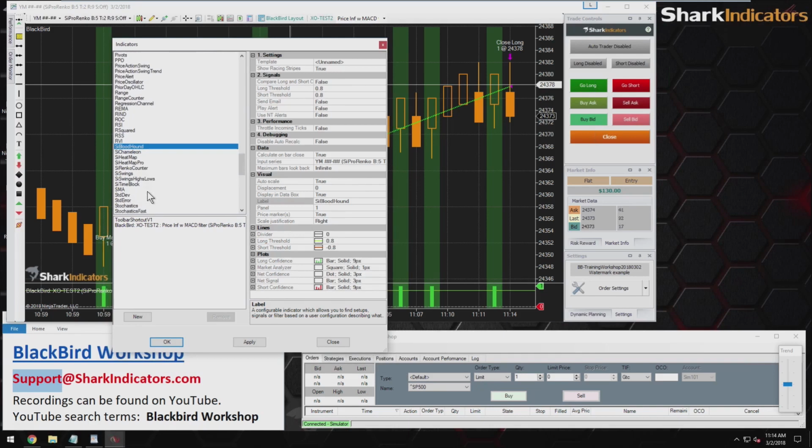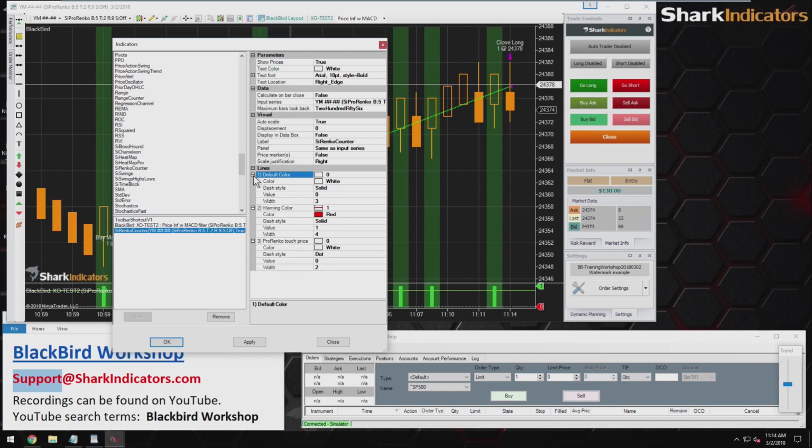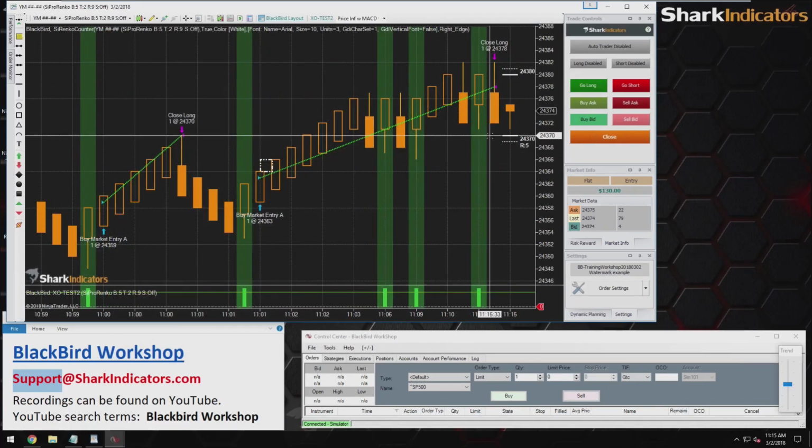So if we scroll down to the SIs, here we go, renko counter. It's been a while since this indicator has come up. Let's see, show prices is on. All right, I guess I'll just put that on the chart. So we have this indicator here, and you can see it marks the closing price of the bar, and it also marks where price has to move to in order for the bar to close.